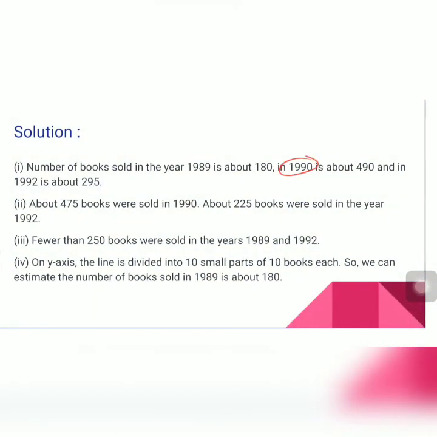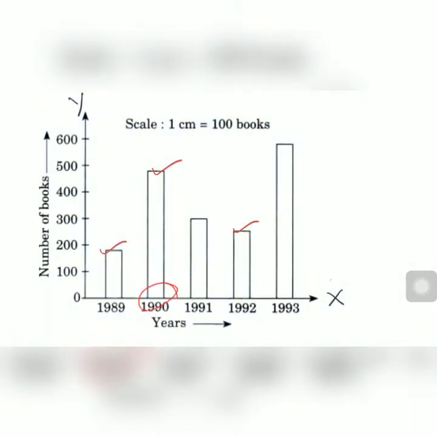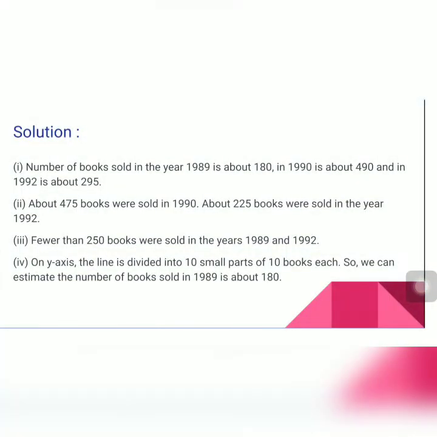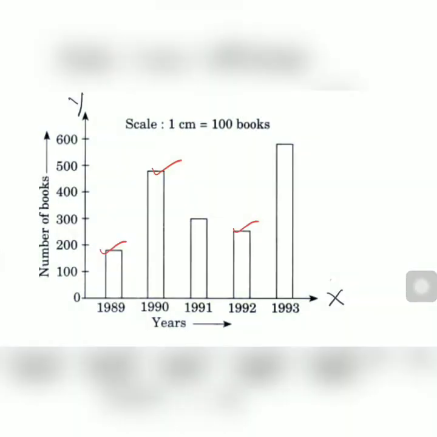Now 1990 is this one, so it is not touching 500, but it can be assumed somewhat nearby 490. If some students are writing it as 495 or 485 or 480 also, then it's okay, because the scale is not very clear. So just an approximate value you have to give. Now in 1990 it is about 490, and in 1992 it is about 295. In the same way, in 1992 it can be 280 also, or 295 also. Approximate answer only you have to give.